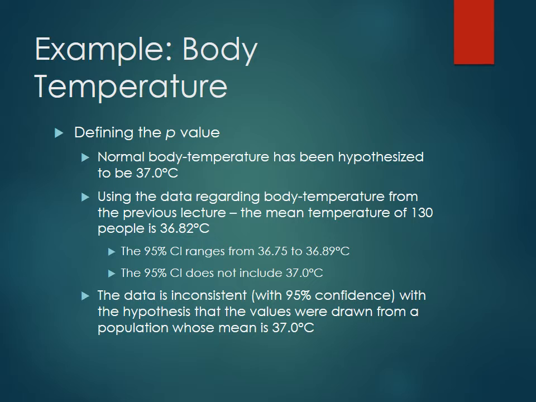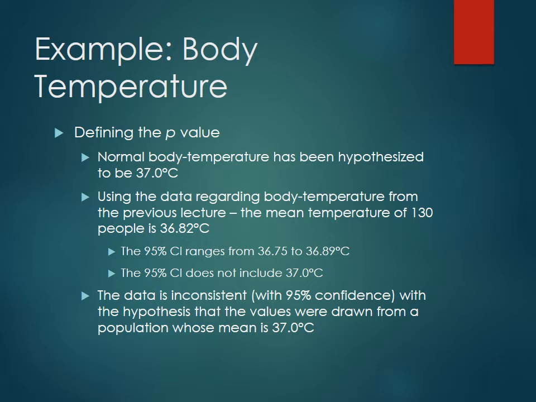There's no difference in body temperatures between those two groups, between the population and the sample that I'm looking at. So if we look at the data that they had, the actual mean temperature from the 130, the N of 130, was 36.82. Okay, so not a big difference there. And when you look at the 95% confidence interval, it ranged anywhere between 36.75 up to 36.89.